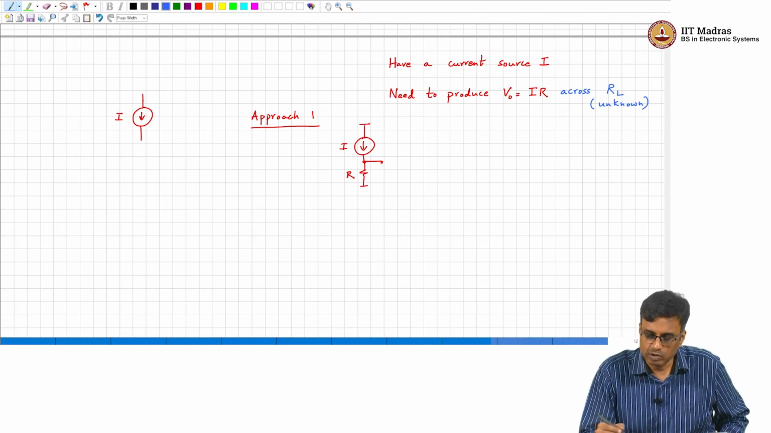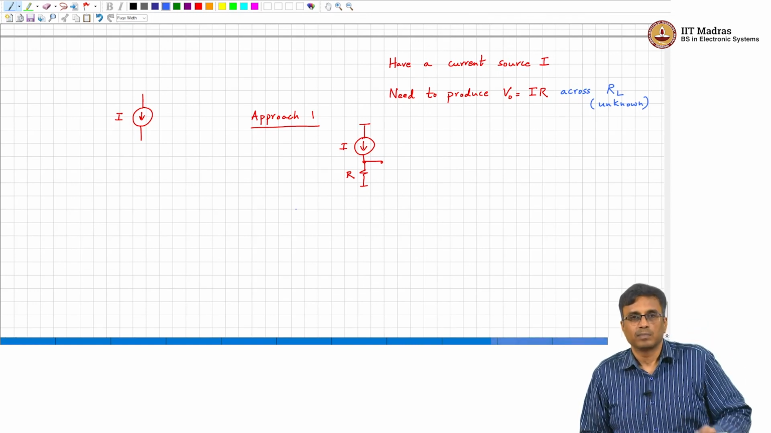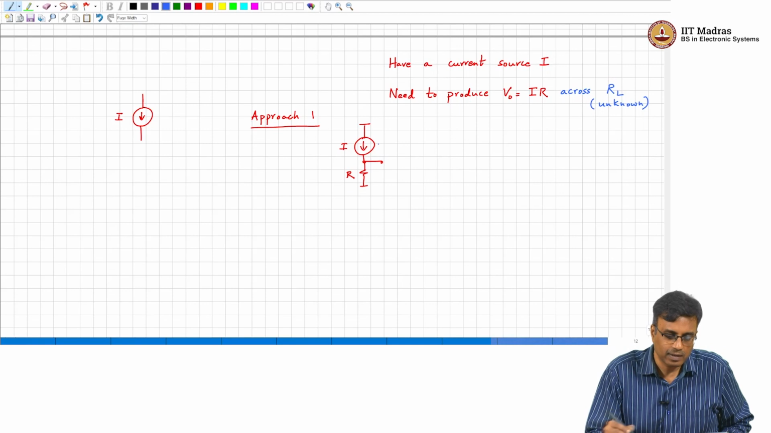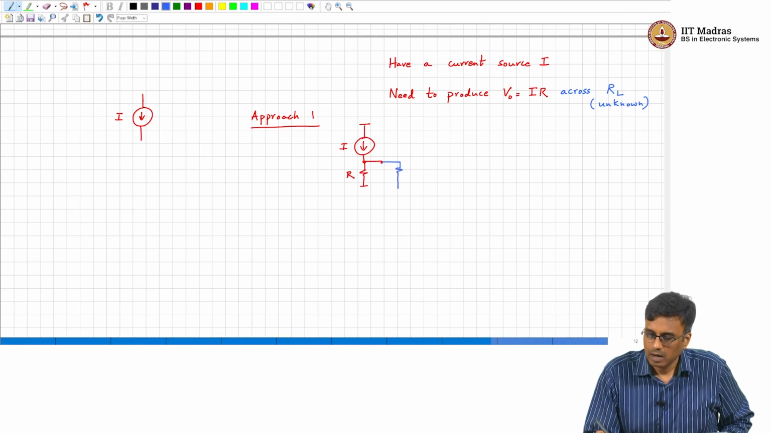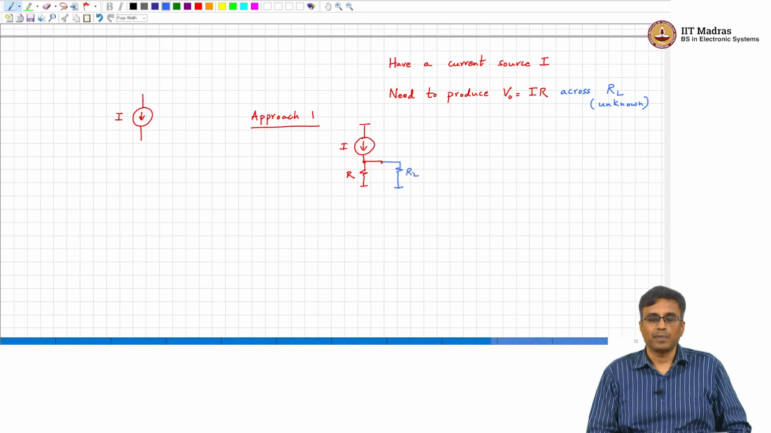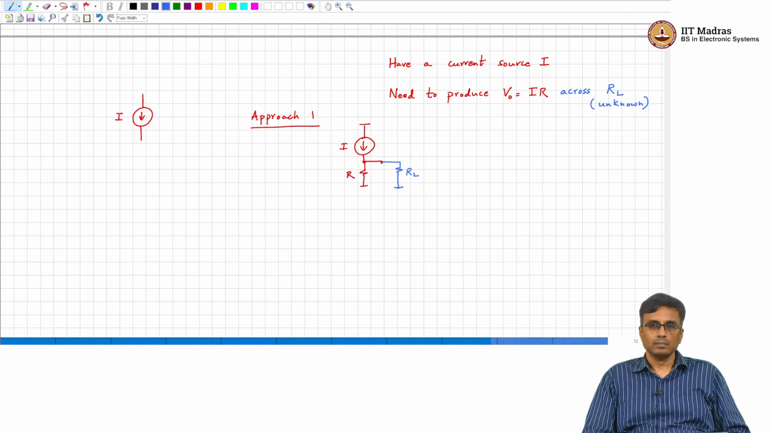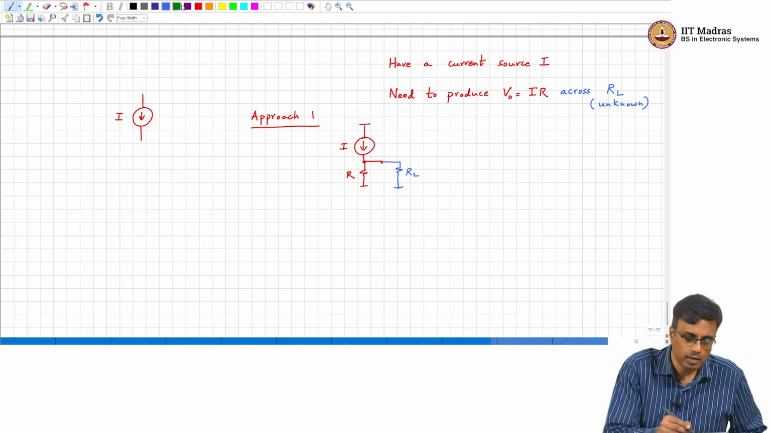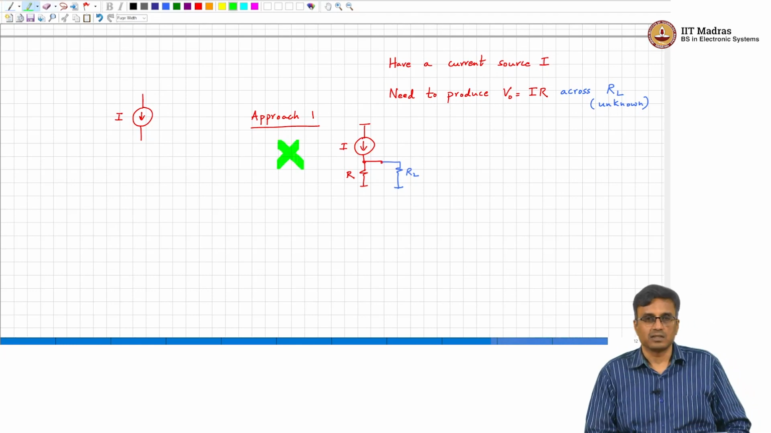One way, if we simply use approach 1, which is to say I will pump current I through a resistance R, then the moment I connect RL, what happens to the voltage? It will reduce to I times R parallel RL, because some current is flowing through RL. Does it make sense? Okay. So obviously this approach does not work. Any other suggestions?